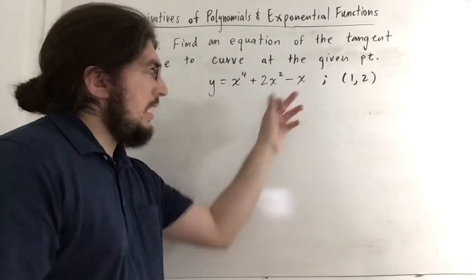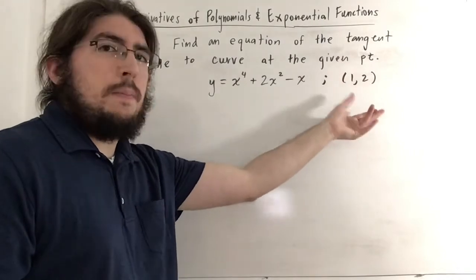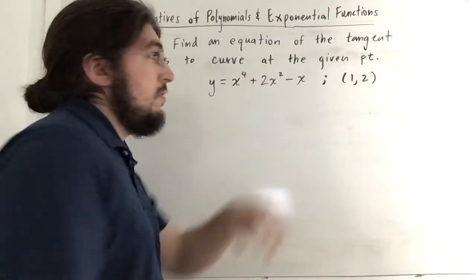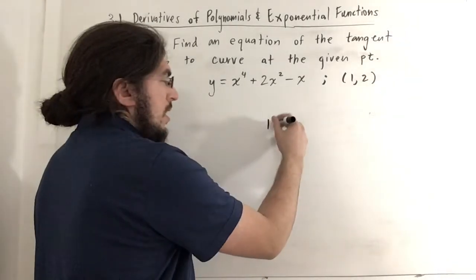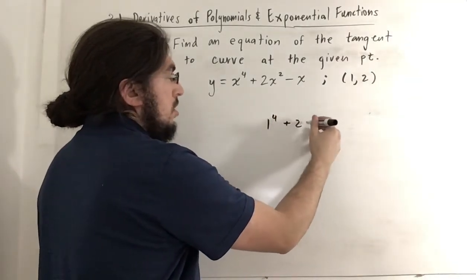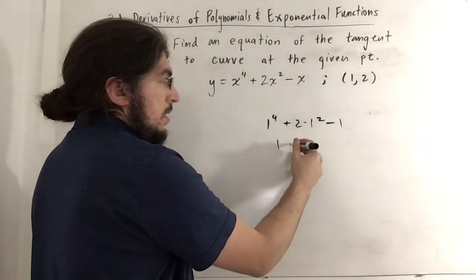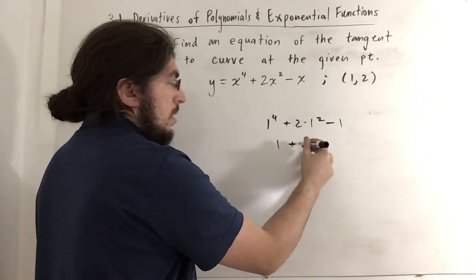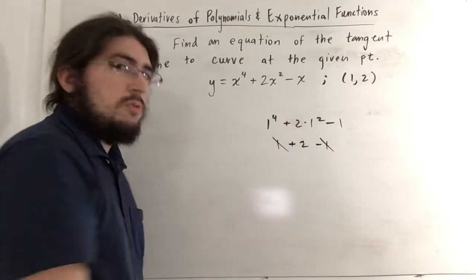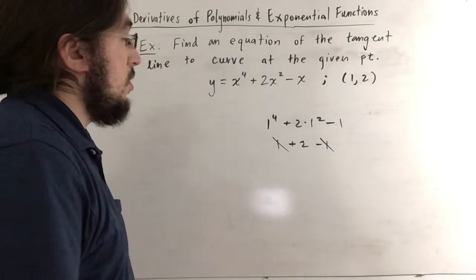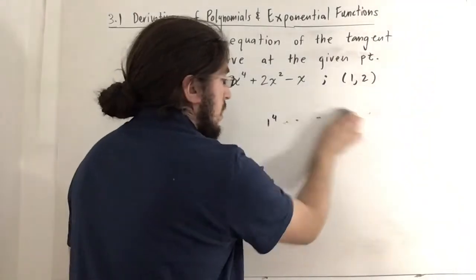One thing to notice is that if this is indeed a point on this curve, then plugging in this x value should give this y value. And we can just assure ourselves of that. 1 to the 4th plus 2 times 1 squared minus 1 is 1 plus 2 minus 1. The 1's cancel and we indeed get 2. Great. All right, so now what we're going to do is find the equation of the tangent line at that point.